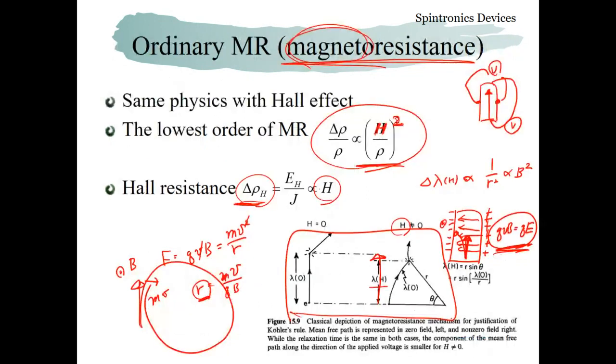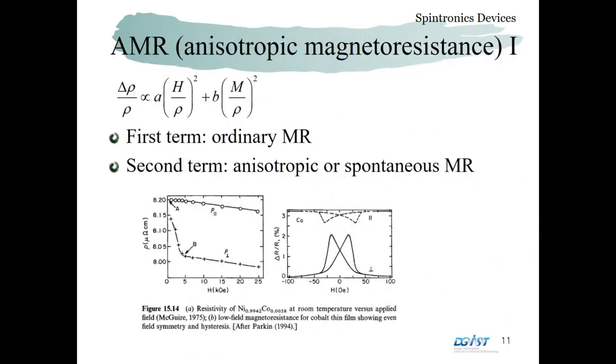And yeah, we already mentioned the ordinary MR. That means we have another MR called AMR. AMR is also very important in ferromagnetic materials. And this A stands for anisotropic MR or anomalous MR. Sometimes we call this the anomalous one. Those two actually have the same meaning.